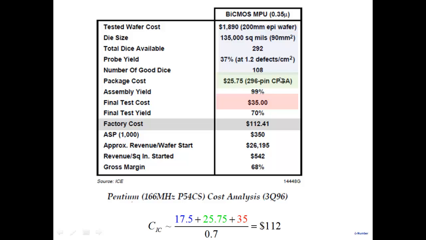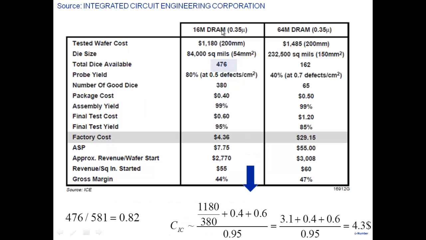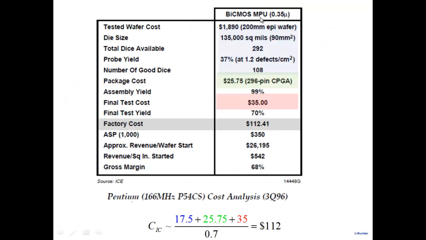This is another interesting example. The previous one was DRAM, and this is memory. Microprocessor, MPU, 0.35 micron here. In this case, note that the area is 90 mm square. The number of dies potentially available, 292. The yield is only 37%. Note that even though it is 90 mm square, the yield is only 37%. Microprocessor is a more complicated device. The number of good dies that you get is 108. All right. So the cost of the die itself, this wafer cost divided by 108, turns out to be $17.5.